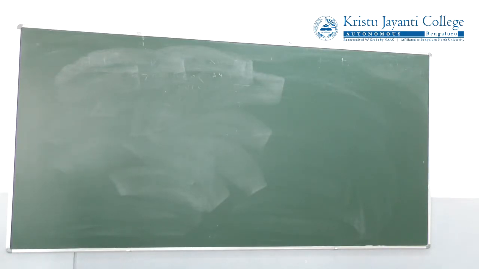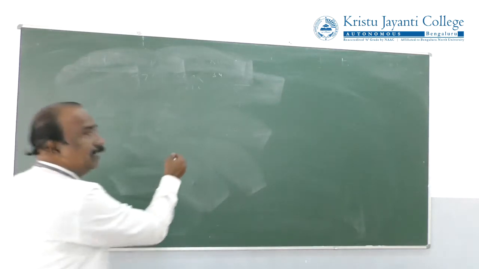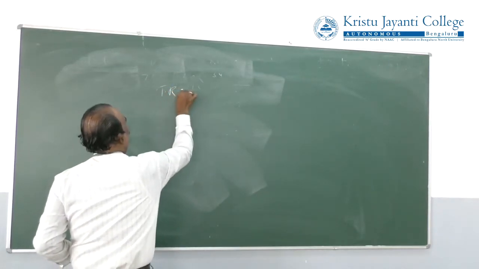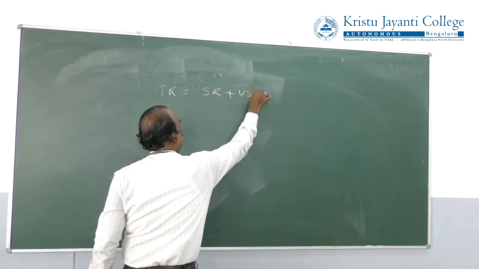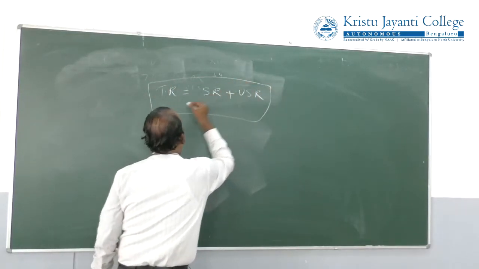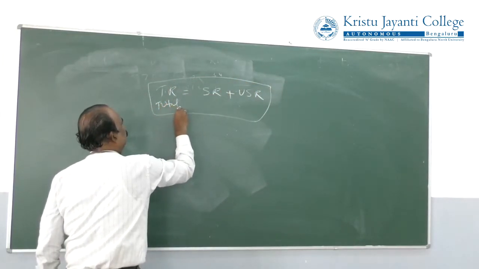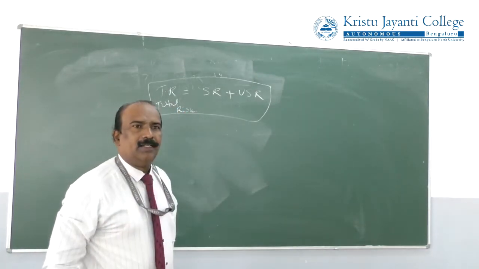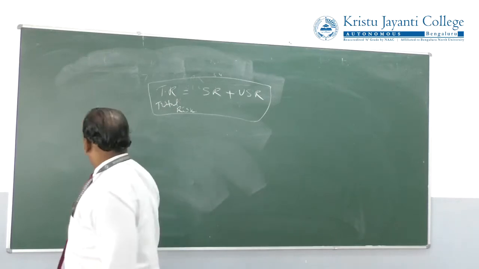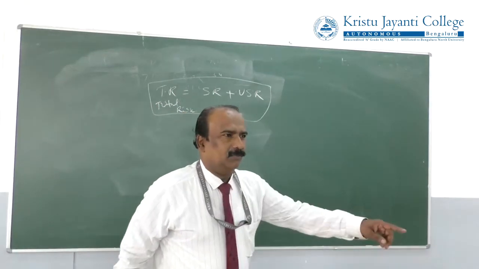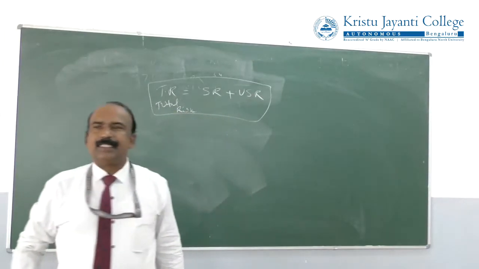There are 3 types of this unique risk. Another word I can say is unique risk. There are 3 types of systematic risk, one of which is interest rate risk. The total risk is equal to what? Total risk is equal to systematic risk and unsystematic risk.